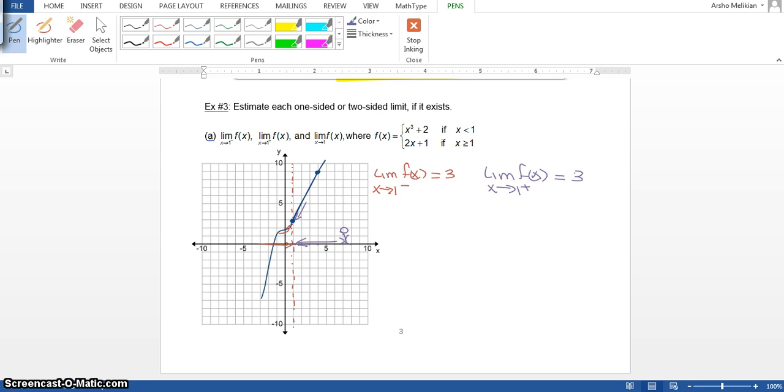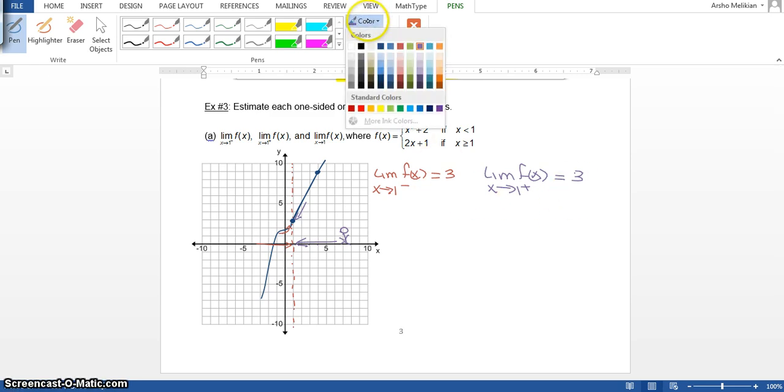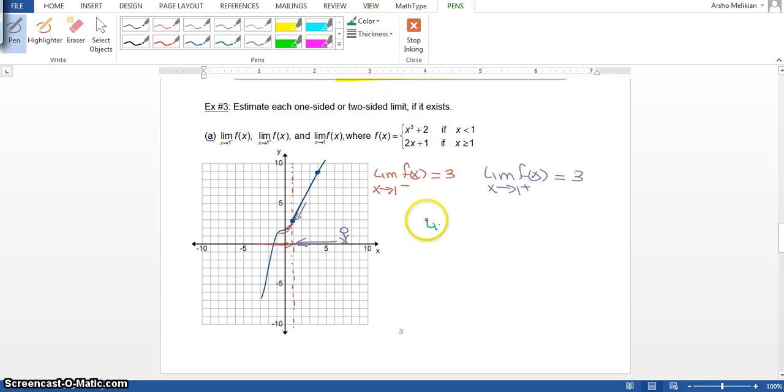Okay? What we see here is that the limit from the left side and the limit from the right side are the same. They're both 3. That means the limit here of f of x as x approaches 1 is equal to 3. Okay? So each of these is a one-sided limit. This is from the left side and the other one is from the right side.